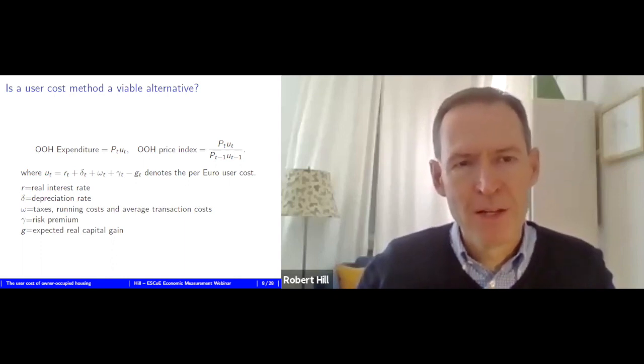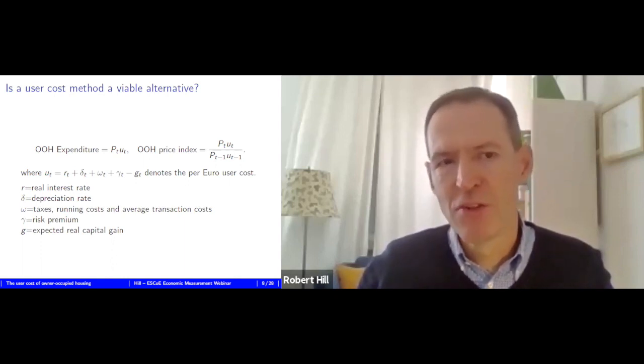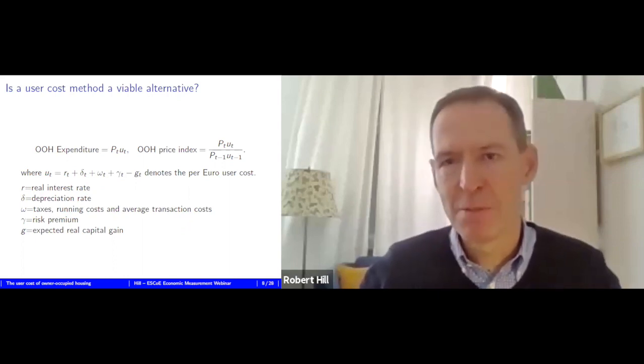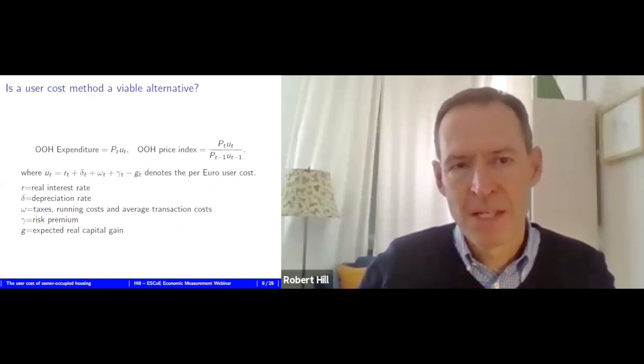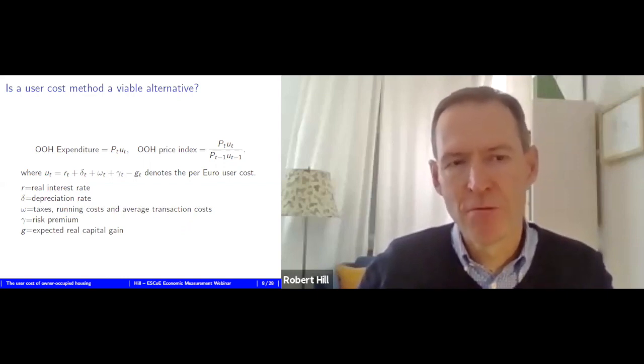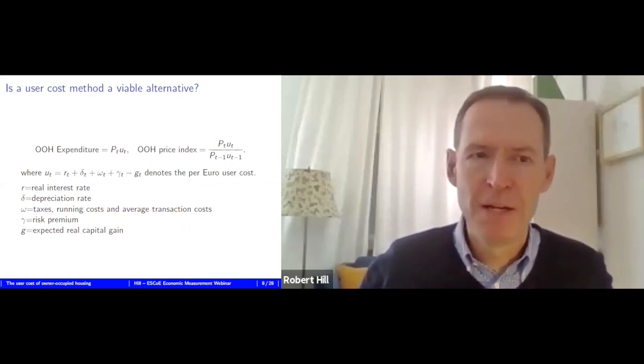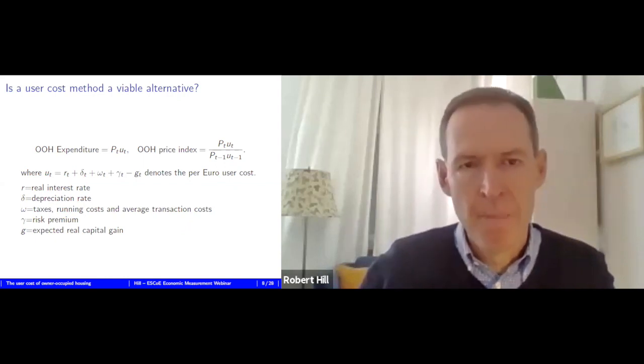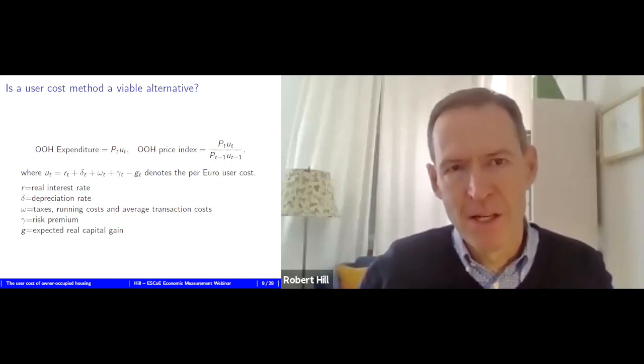And we're going to assume here that you can't tax deduct mortgage interest payments, which you can in the United States, but not in most countries. The formula would be more complicated if you can tax deduct mortgage interest payments. And then you've got a risk premium to allow for the fact that owning may be more risky than renting. And then finally, you've got this capital gain term.